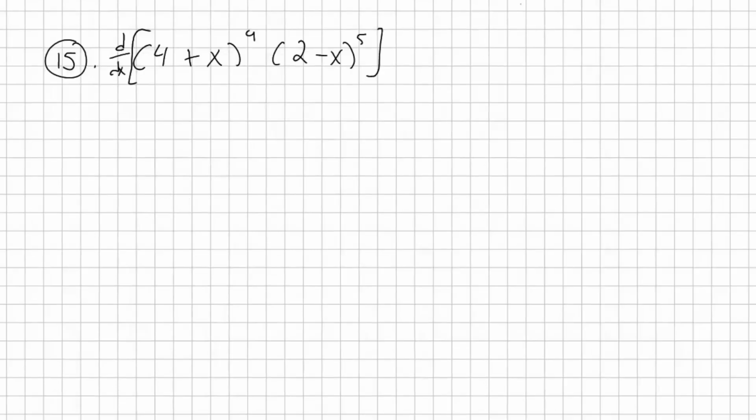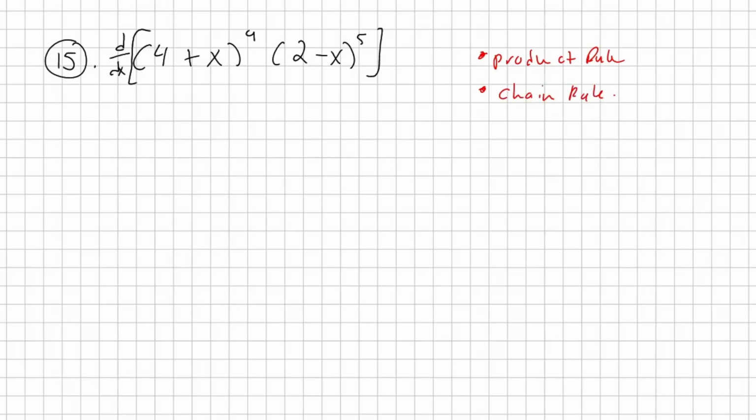So for question 15, it asks us to take the derivative of (4 plus x) to the 9 multiplied by (2 minus x) to the 5. The base of this is going to be the product rule with an involvement of the chain rule. So we're going to have to use both of these to solve this.